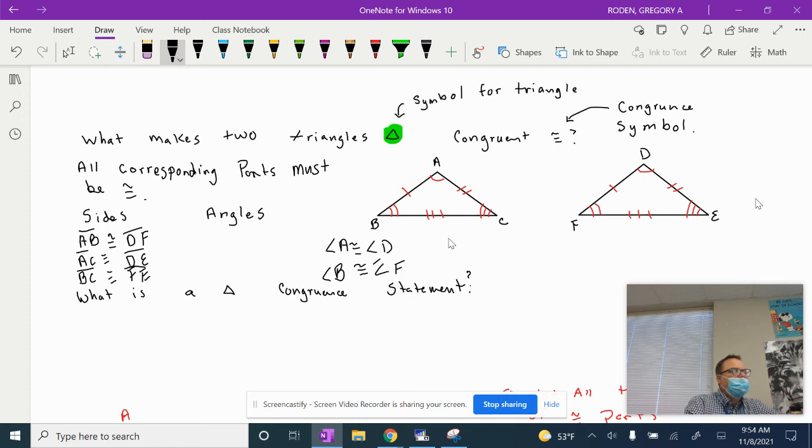And then I'm kind of running out of space here, so I'll put it up here. Someone give me another pair here. What's another pair? Tess, what do you got? C and E. Angle C and angle E.